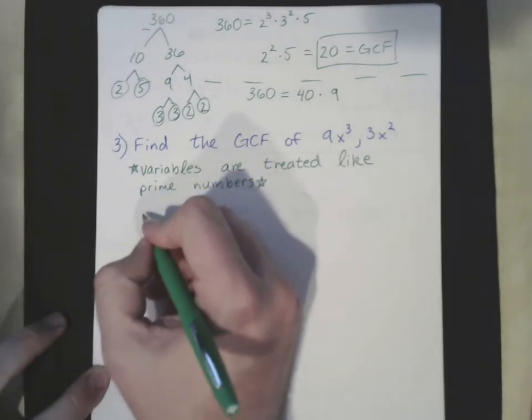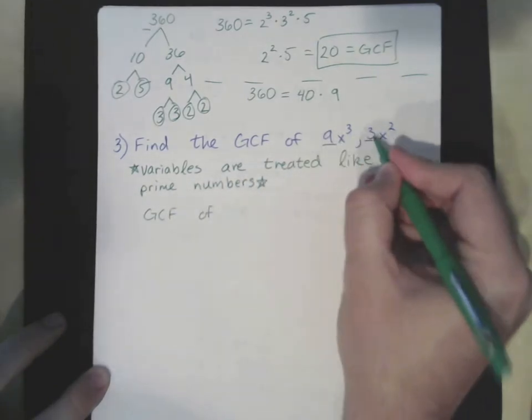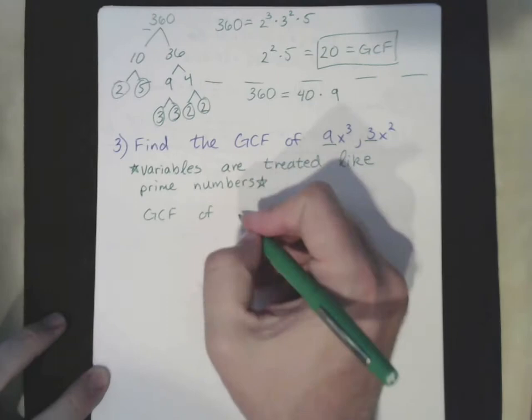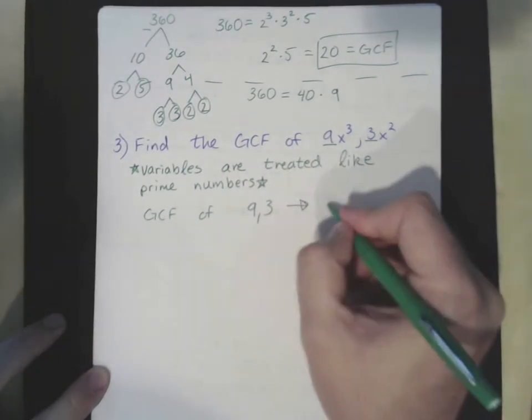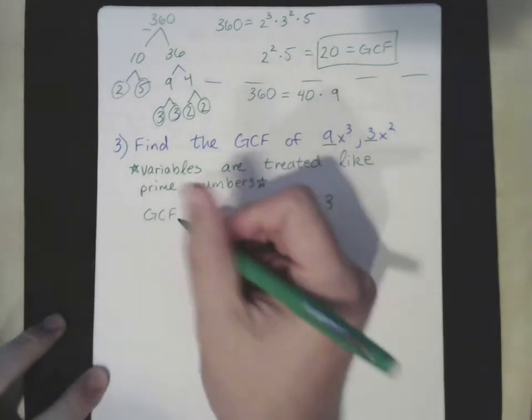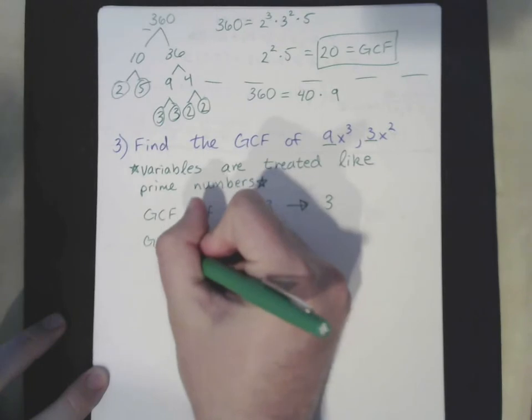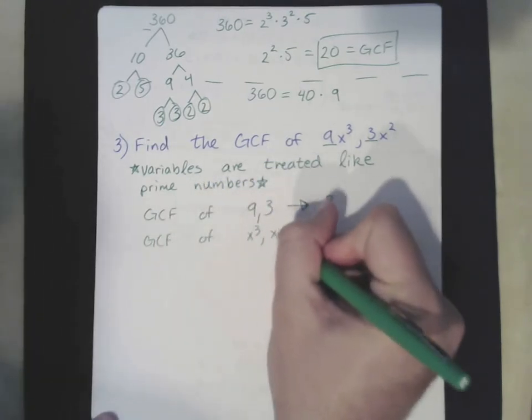So what I like to do is first I find the GCF of the constants or the coefficients. So the GCF of 9 and 3. And we can do that one fairly simply since there's a 3 there. That's going to be 3. And we find the GCF separately of x cubed and x squared.